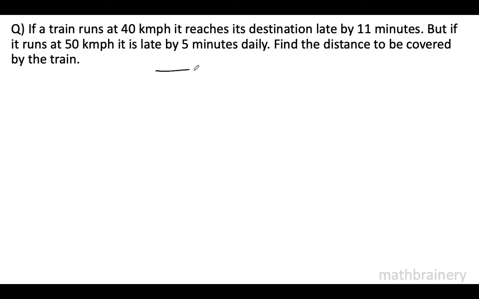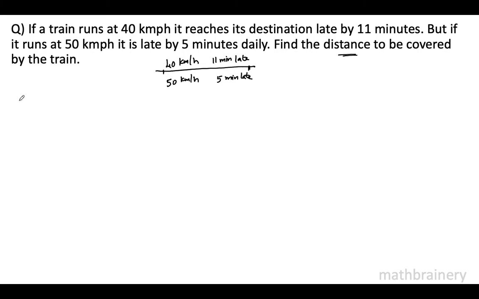So let us say there's a train which is traveling from its starting point to its ending point. Now when the speed of the train is 40 km per hour, it reaches 11 minutes late. And when the same train travels the same distance at 50 kilometers per hour, it reaches 5 minutes late. Now we need to find the distance that is covered by the train.